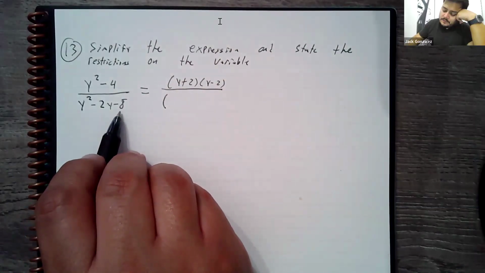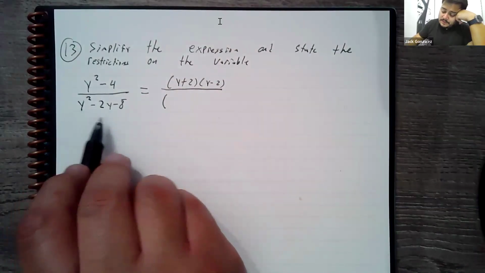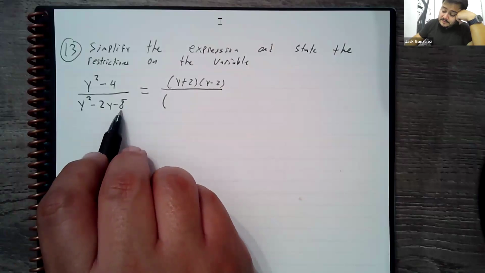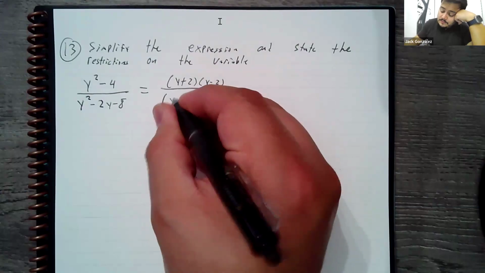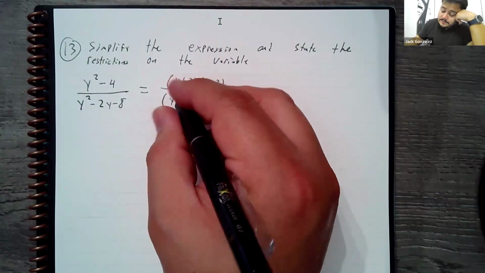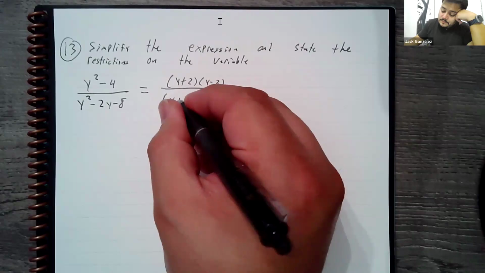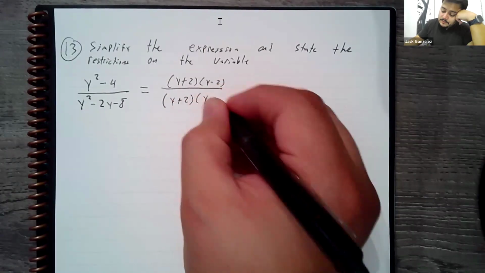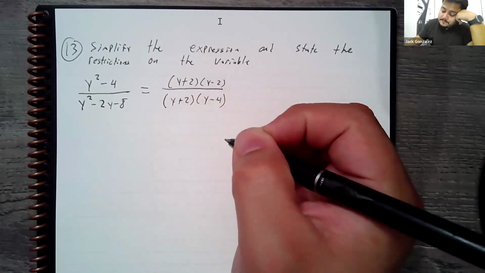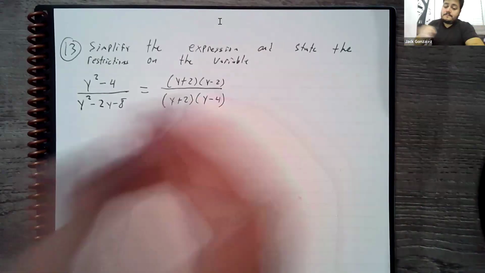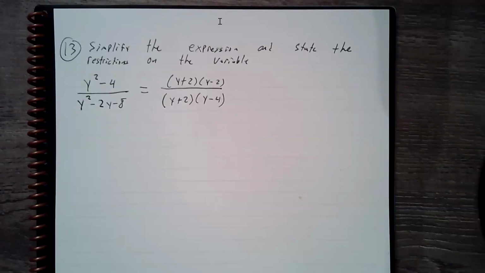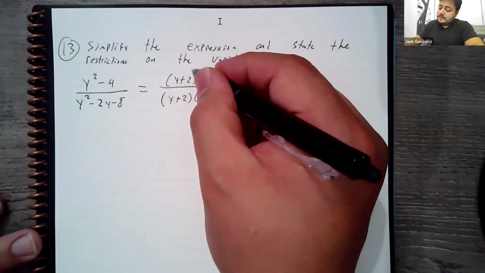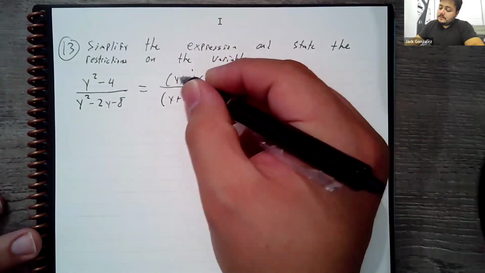Okay, so here we factor using the AC method. So factors of -8 that add up to -2. So that would be plus 2 times y minus 4. I was wrong. And then double check. Yeah.